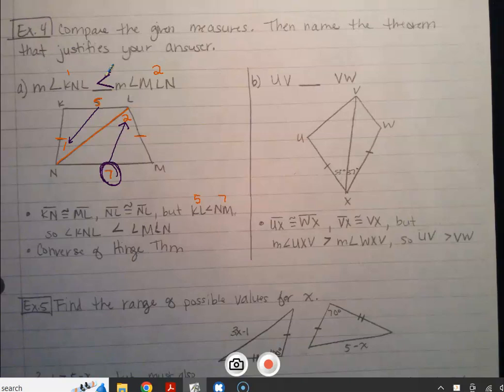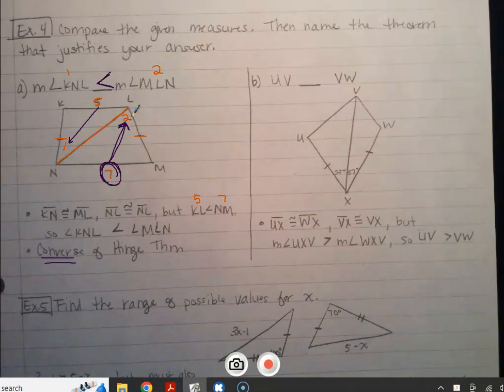Nope. So why is it the converse? Because we already know the side. The converse went from the side and told us something about the angle. We knew the side and we could deduce something about the angle measurement. The hinge theorem goes the other way. We know something about the angle measure, so we can make a conclusion about the side length.